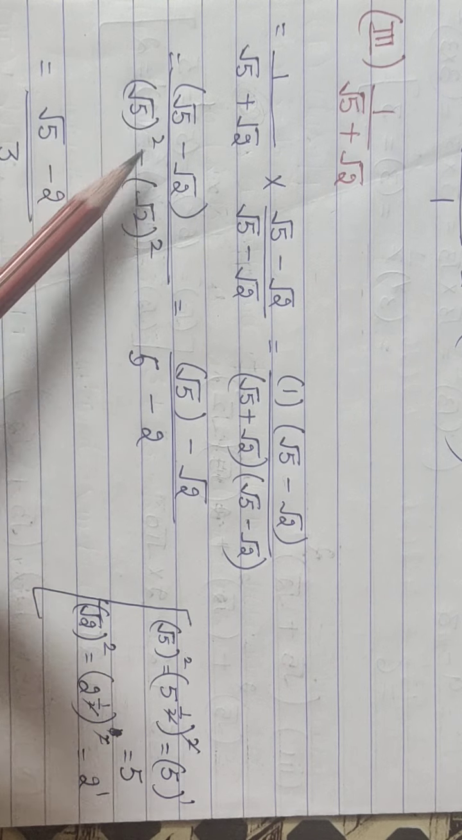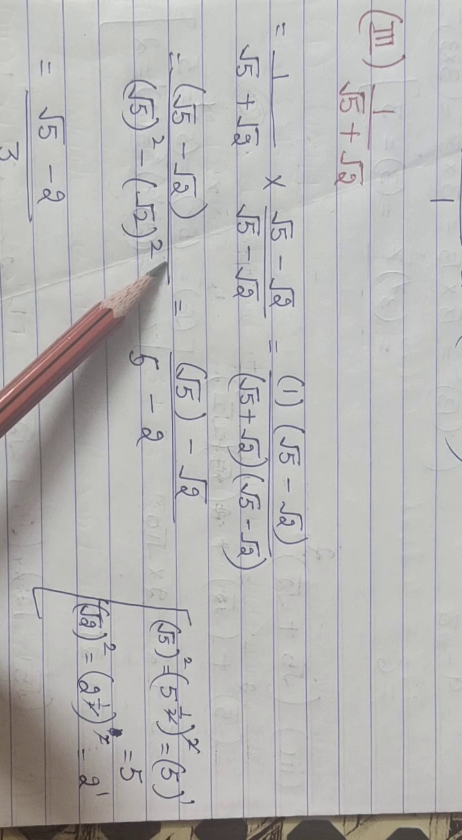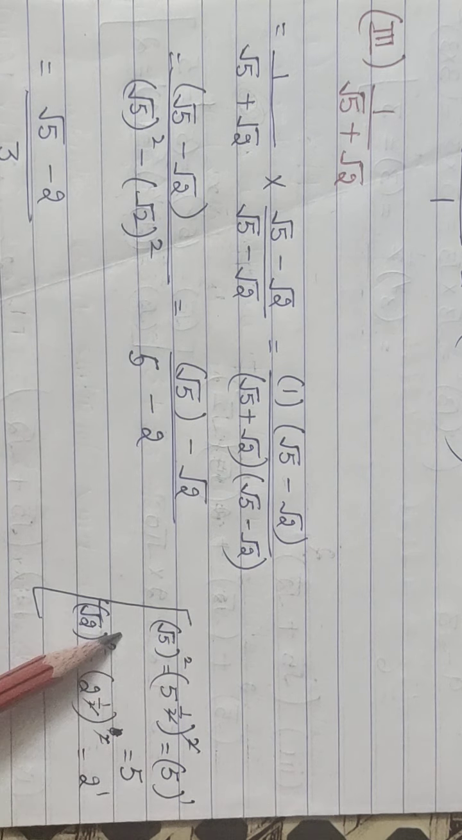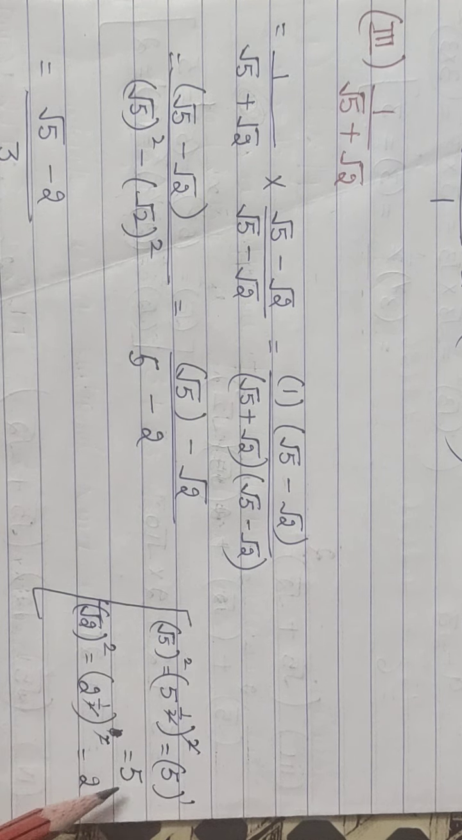So root 5 square minus root 2 square. Root 5 square is 5, root 2 square is 2. So 5 minus 2 is 3. So in this way you can solve the question.